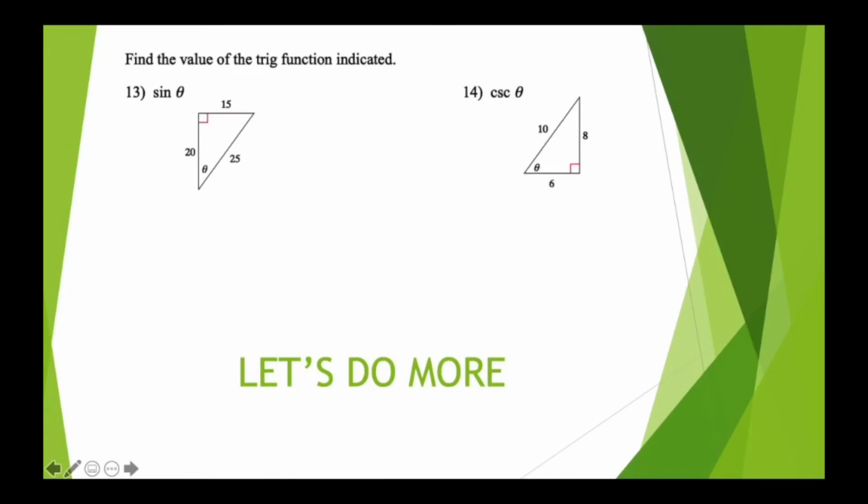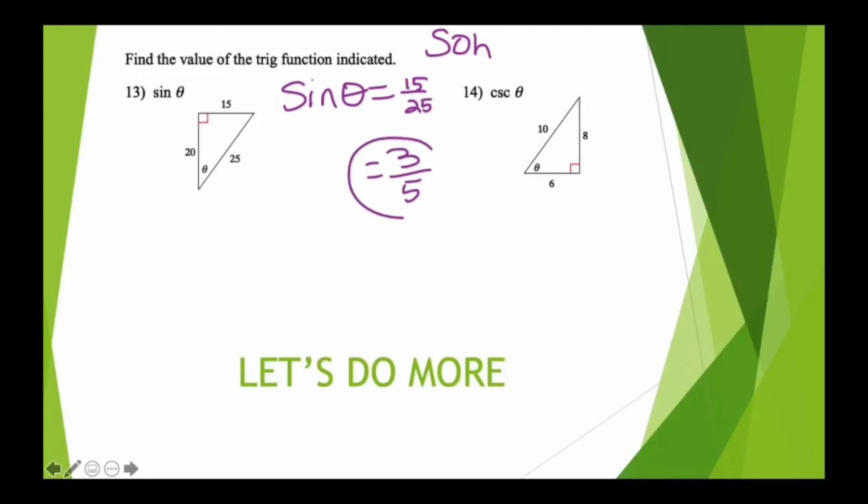We're going to find the value of the trig function indicated. We're going to do sine of theta. So we need to find theta, which is this angle right here. We're going to take the sine of it. And if you remember, sine, which went with our SOHCAHTOA, was opposite over hypotenuse. So sine theta, the opposite is the 15, and the hypotenuse is always the one opposite the 90, which is 25. So we have 15 over 25. When we reduce that, we take 5 out of each. We're going to get 3 over 5.